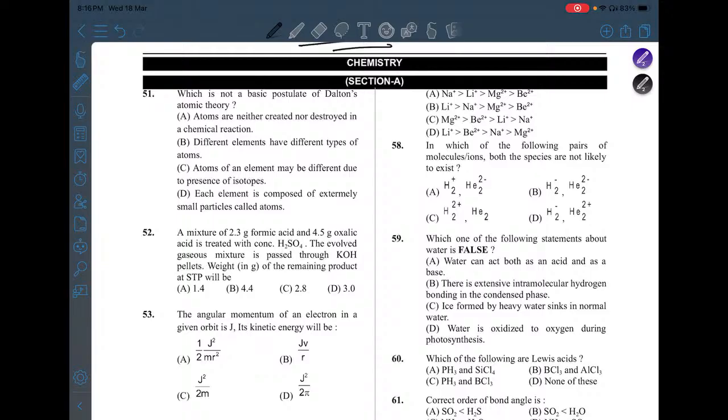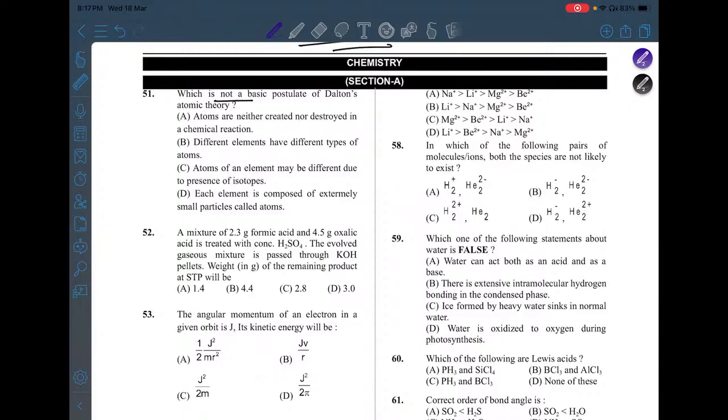We will continue from tomorrow, starting exactly at 8 p.m. This one is the first series. Now start from the first question, which is question number 51. Question number 51 says: which one is not a basic postulate of Dalton's atomic theory? So we have to identify which is incorrect according to Dalton's atomic theory.